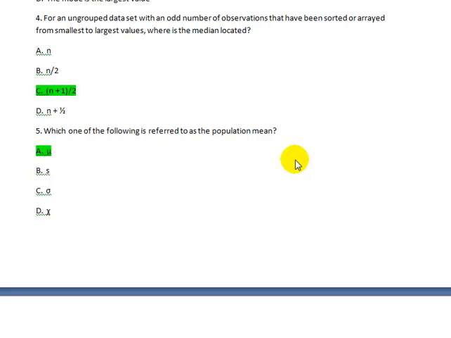5. Which one of the following is referred to as a population mean? A. Mu. We use x bar to refer to the sample mean. Okay, we use sigma to refer to the population standard deviation.